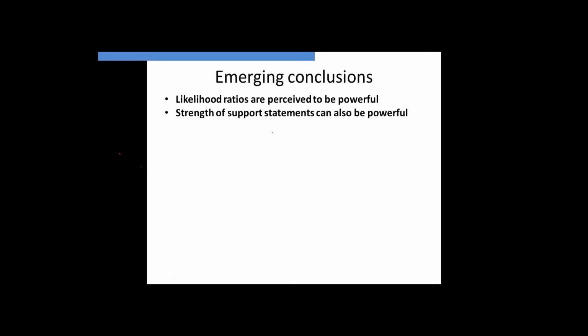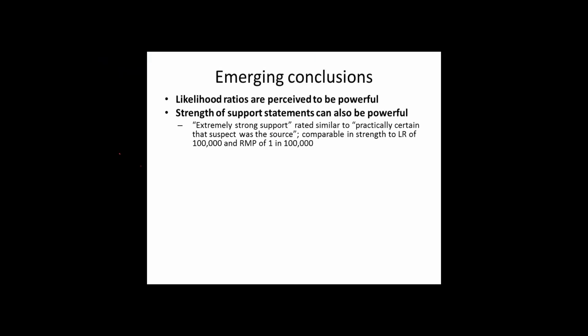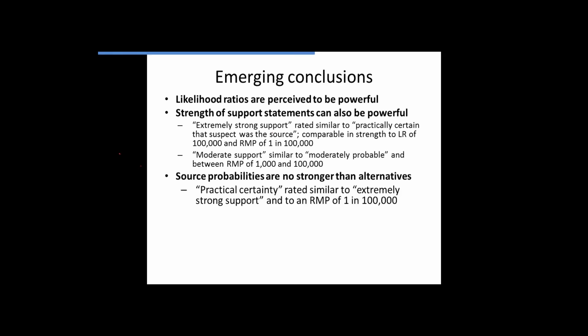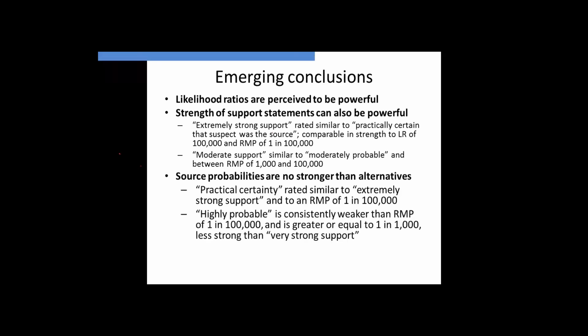So, emerging conclusions to come out of all of this. Likelihood ratios are perceived to be quite powerful. Strength of support statements can also be powerful. So concerns that if you give people a likelihood ratio, they're just going to ignore it, I think are not supported by these studies. Source probabilities are not stronger than alternatives. So this study suggests it's not necessary for forensic scientists to present source probabilities to get people to pay attention.